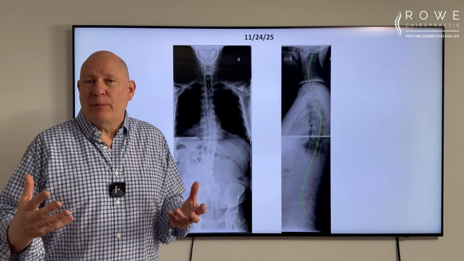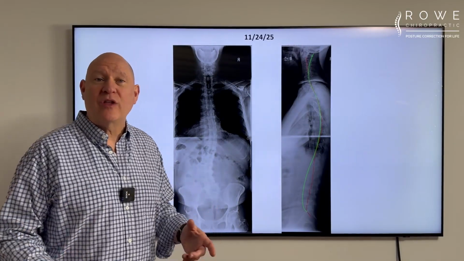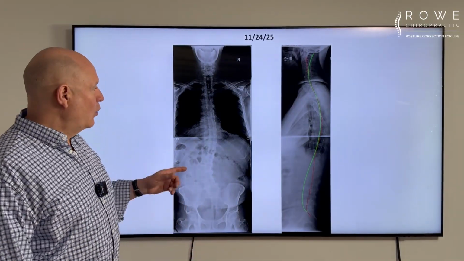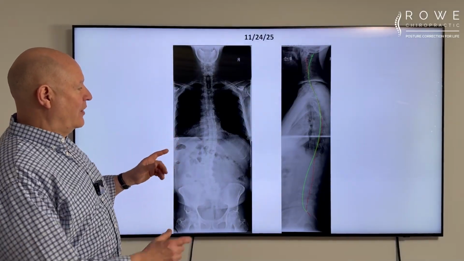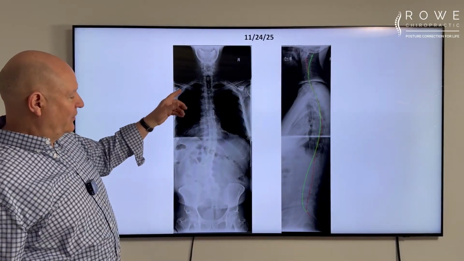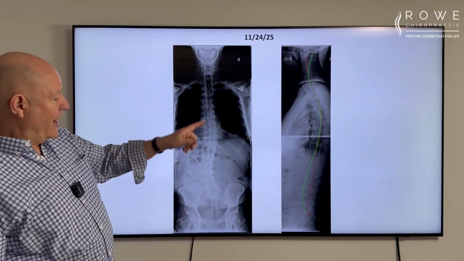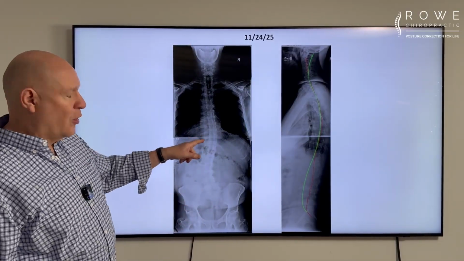Let's make a little more sense about what he was actually dealing with by looking at his x-rays. When we look at this x-ray, this is a back to front x-ray. This is his right side. This is his left side. His spine's supposed to be straight. Well, we see the scoliosis in his low back.